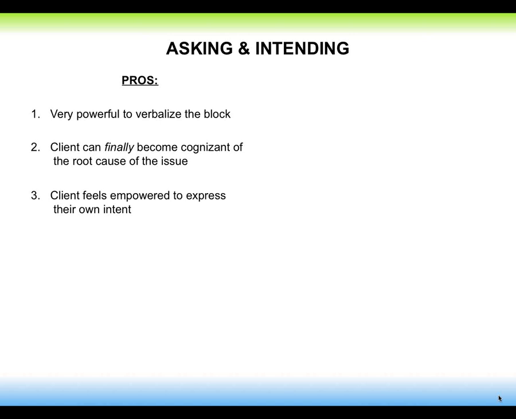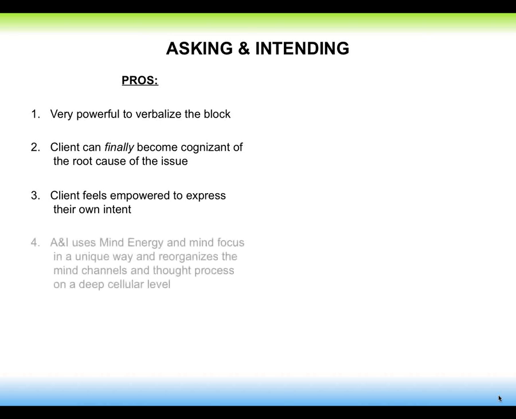Also, the client feels empowered to say themselves what they want. When they say, I want this, or I ask and intend, when they say it themselves, it's a lot more empowering than somebody else creating this intent for them. If you notice, sometimes I say, okay, repeat after me, I ask and intend, but then I say, okay, well, now you decide, you set your own new belief system. And that's exactly what you're doing.